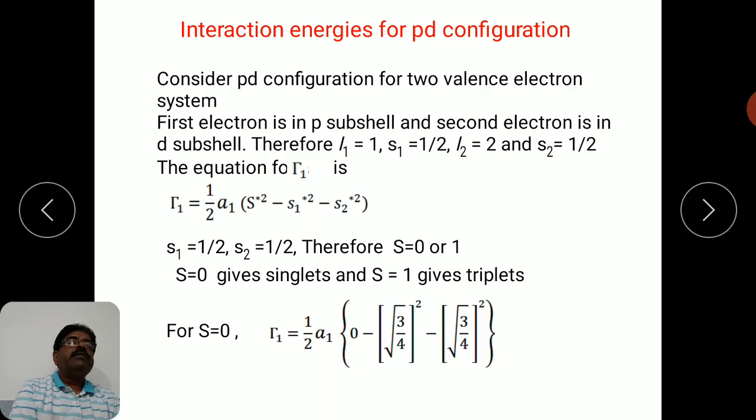Now the second term. We can see now the value of S1*. So S1* square is under root of S1 in bracket S1 plus 1. S1 is half, and S2 is also half. So S1 plus 1 is 3 by 2, into 1/2, that is 3 by 4. Therefore root 3 by 4 square, and this is also root 3 by 4 square. So this is the equation for the first term.